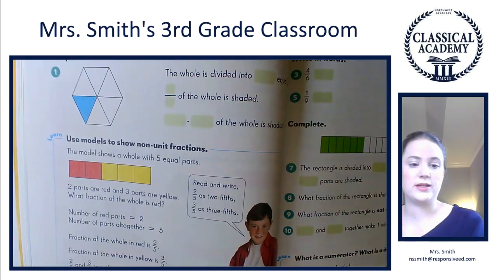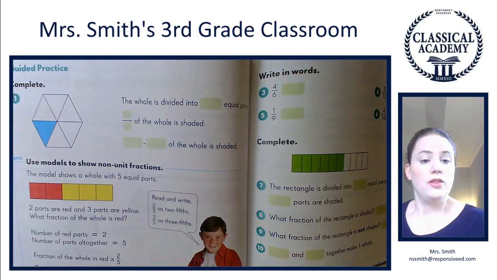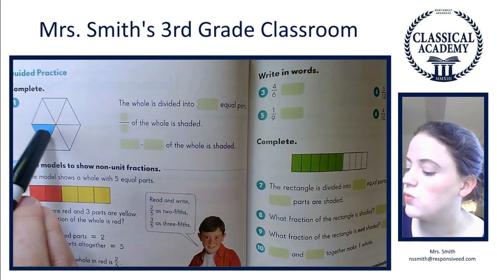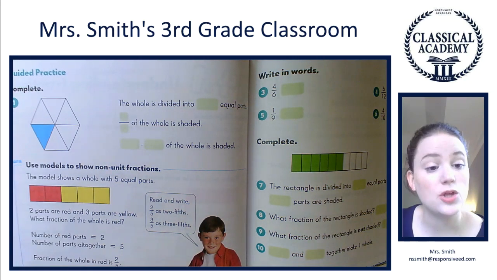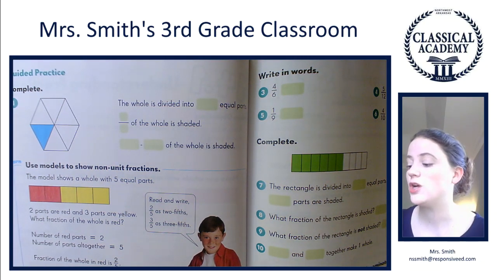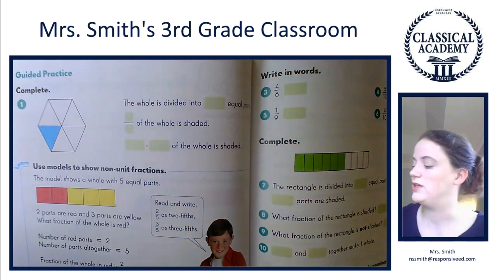For number 1 in guided practice, right here, the whole is divided into how many equal parts? Let's count. 1, 2, 3, 4, 5, 6. The whole is divided into 6 equal parts. How much of the whole is shaded? 1/6 of the whole is shaded.